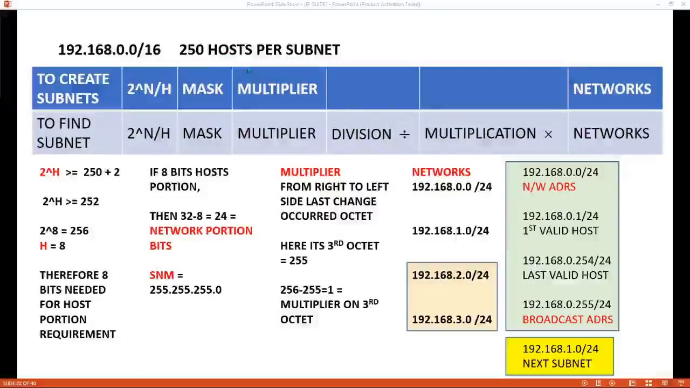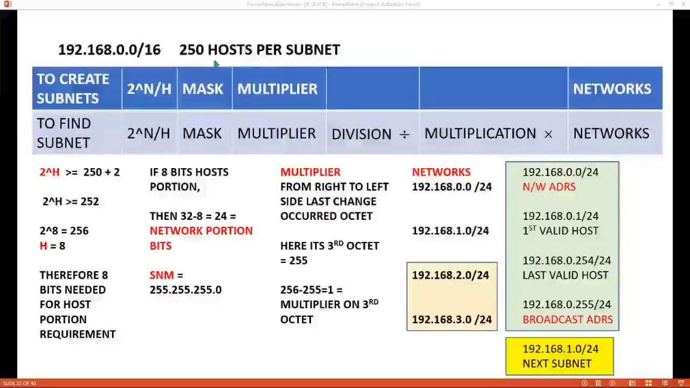So for 2 to the power h greater than or equal to 252, you can go for 2 to the power 8, which gives you 256. That is the closest value possible because you can't go less than 252. It should be greater than or equal to 252. So the best choice is 2 to the power 8. You can't go for 2 to the power 9 because at that time you will get around 512. 512 is much higher than the required host value.